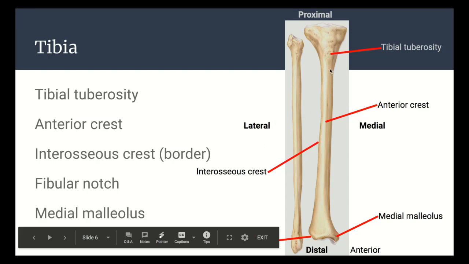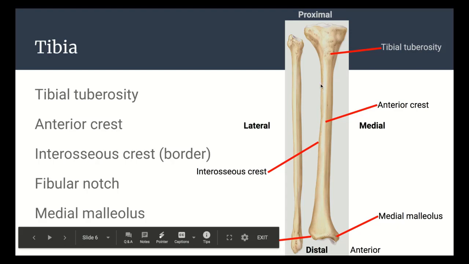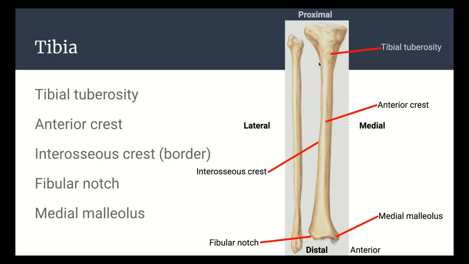The interosseous crest, or border, is going to be lining here. Again, it comes to kind of a sharp ridge on the lateral surface of the tibia. And that's where that interosseous membrane is going to be located. So the interosseous membrane is located and associating the tibia and the fibula. And the interosseous membrane itself is a fibrous joint called a syndesmosis with very little movement associated with it.